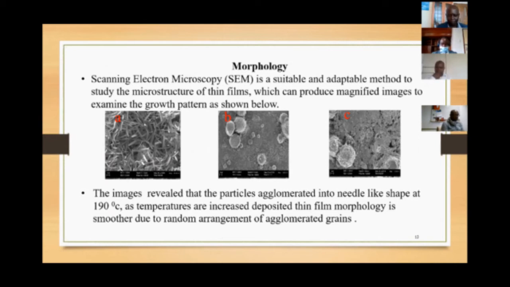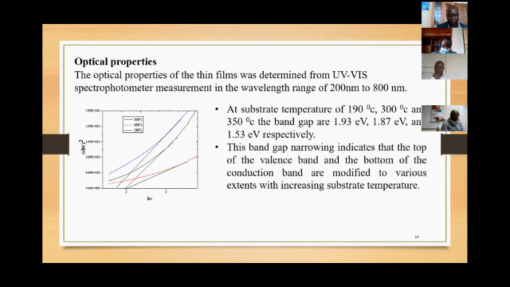So as the temperatures are increased, the agglomerated needle-like particles change in morphology, so they get randomly arranged. For the optical properties, as the temperature was increased from 190 to 300 to 350, the band gap changed, starting from 1.53 and ending at 1.93 electron volts, indicating modifications of the conduction band and the valence band as the temperature was increased.